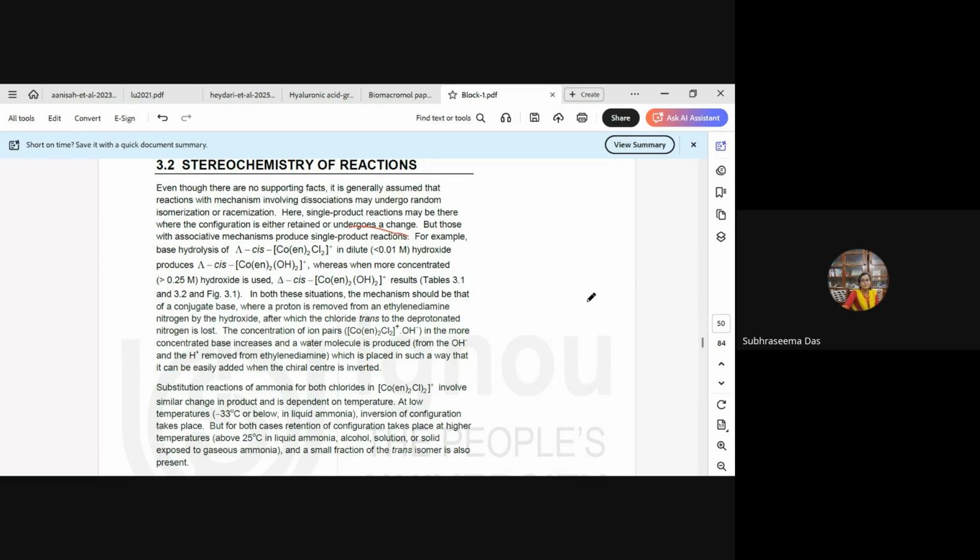In most of the cases it has been observed that the configuration changes. For example, when we consider the base hydrolysis of cis cobalt bis(ethylenediamine) dichloride in dilute 0.1 molar OH minus solution, that is hydroxide solution, then we see the cis form. But when we take a concentrated hydroxide, greater than 0.25 molar, then we see the cobalt bis(ethylenediamine) chloro aqua complex formed. So this is the ligand substitution reaction. Although here we see the stereochemistry remains the same, the substitution reaction has occurred.